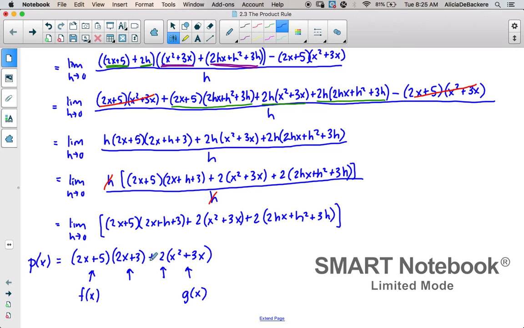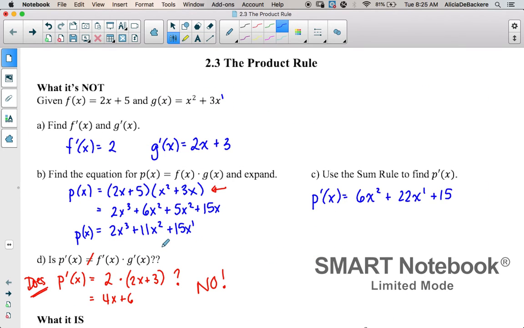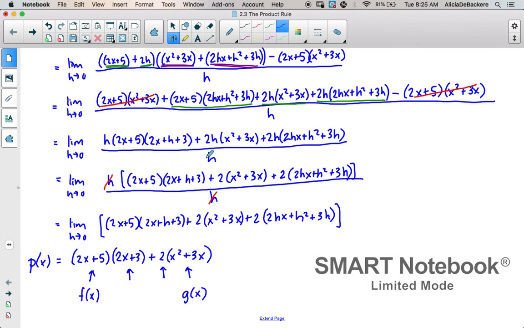Now, I've got these 2 middle pieces here that I need to identify. So if you scroll back up, the first thing that we did in part A was we found the derivative of f, and it was equal to 2. And then the derivative of g was 2x plus 3. So that's actually what we have down here. The 2x plus 3, that's the derivative of g. And the 2 is the derivative of f. And this, with the addition sign in front of it, is the pattern for the product rule.